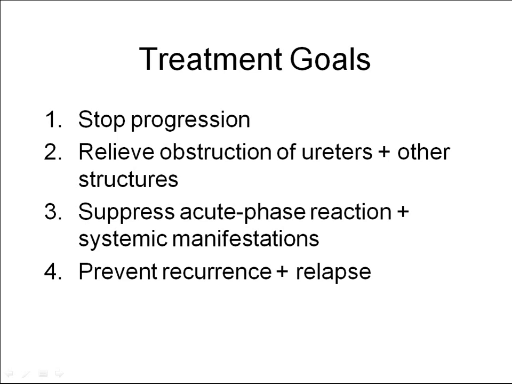So treatment goals in retroperitoneal fibrosis are to halt progression, to relieve obstruction of the ureters and other structures, to suppress the acute phase reaction and treat systemic manifestations of the disease, and to prevent recurrence and relapse.